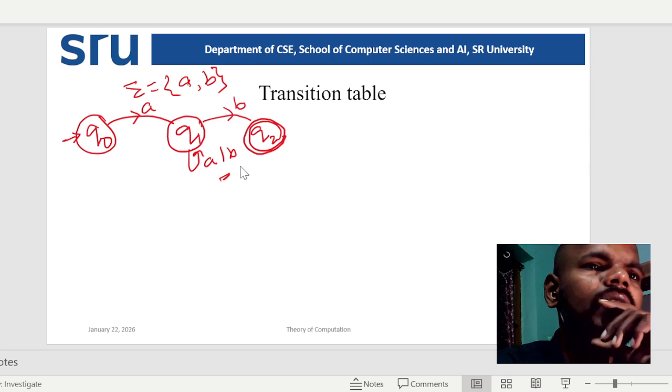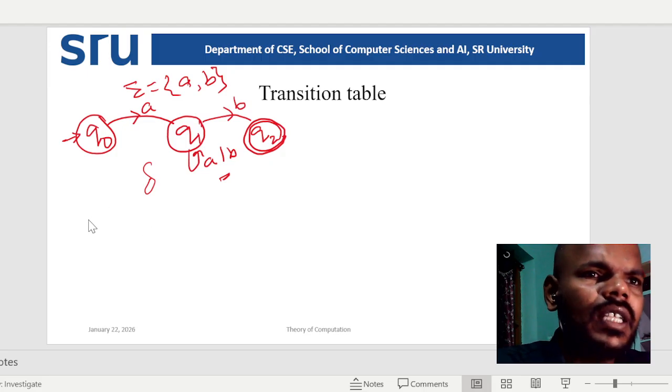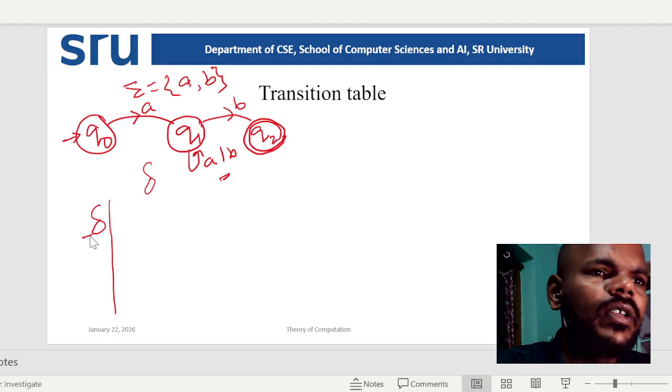Just now we discussed what a transition table is. A transition table is a tabular form which represents the transition function, right? What is a transition function? The transition function is delta, which represents the transition on input from one state to another state. Delta is a transition function, we all know, right? So we will write a table like this: delta, a, b.